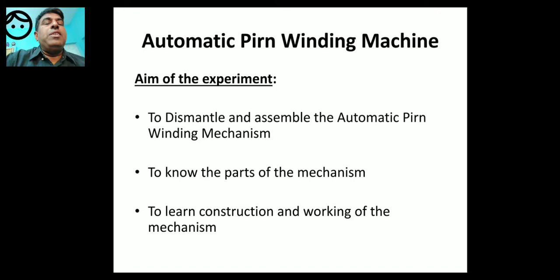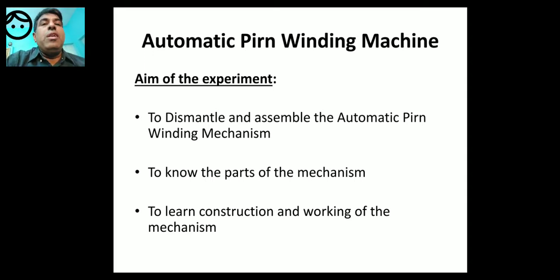To know the parts of the mechanism. To learn construction and working of the mechanism. To dismantle and assemble the automatic pirn winding mechanism. So, by dismantling and assembling, we will learn about the parts of the automatic pirn winding mechanism and also the construction and working of the parts of the mechanism.